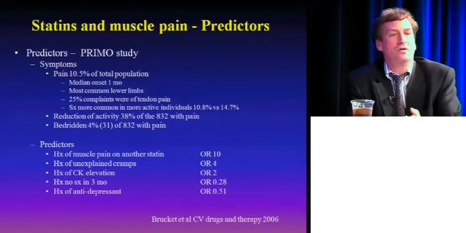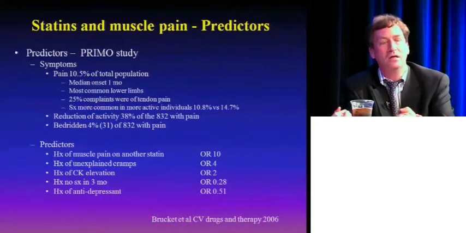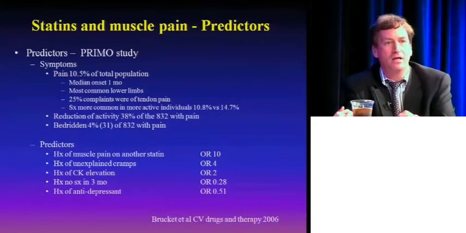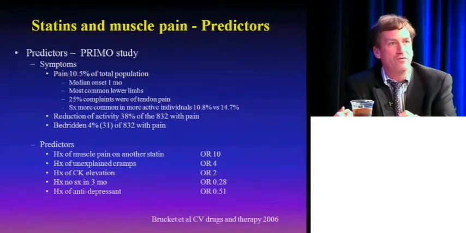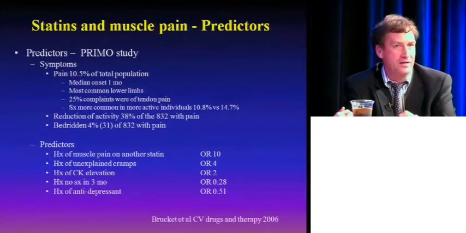The other thing it showed is that symptomatic muscle pain occurred in about 10% of the population. The median onset was 1 month after starting, so that's when it really starts to happen. It's most common in the lower limbs. 25% of the time it wasn't muscle pain, but tendon pain. So if people complain of tendon pain or new onset cramps, think about the statin.